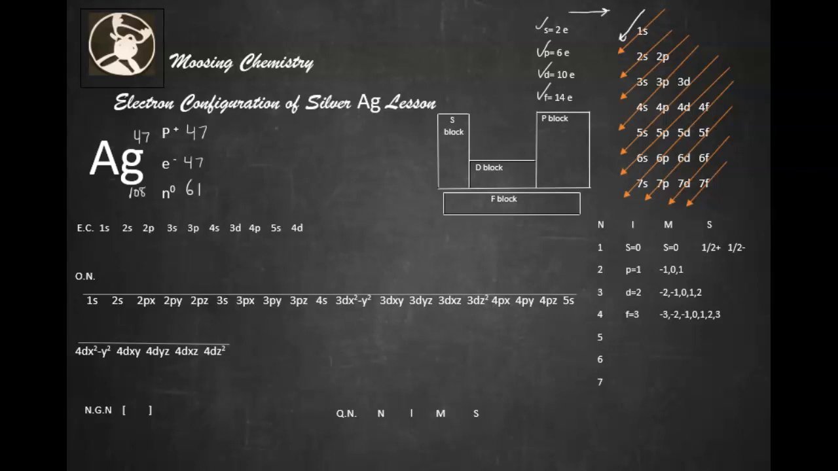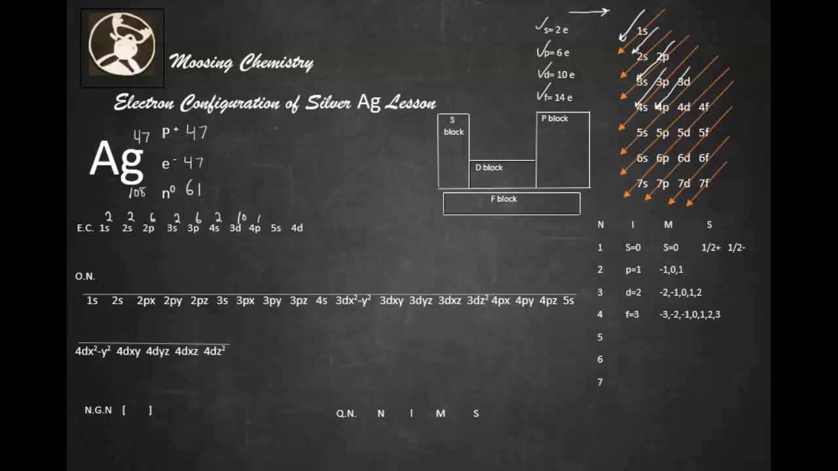1s2. 2s2. See how easy this is? It just flows down the chart. 2p6, 3s2. Amazing. I love it. All right. 3p6, 4s2. 3d10, 4p6.